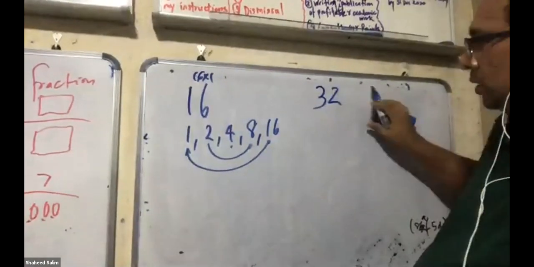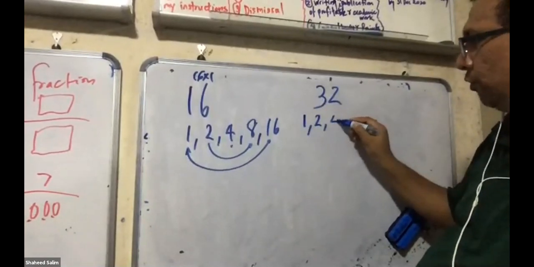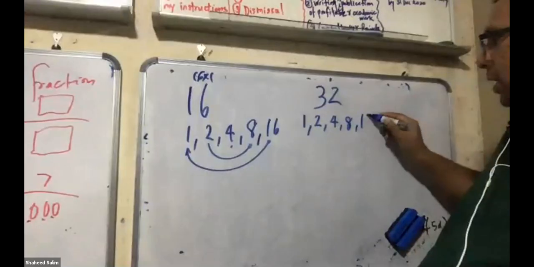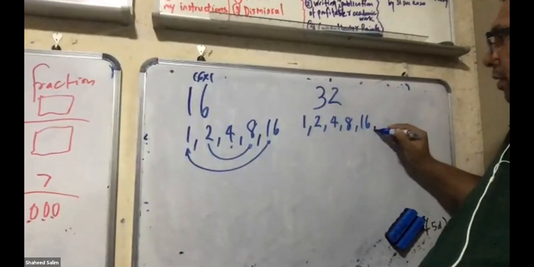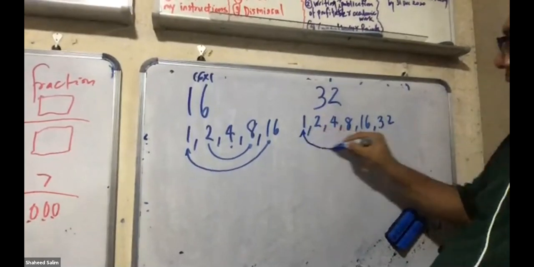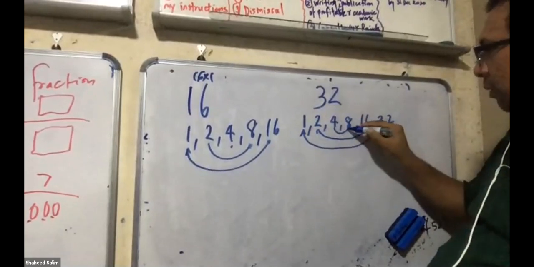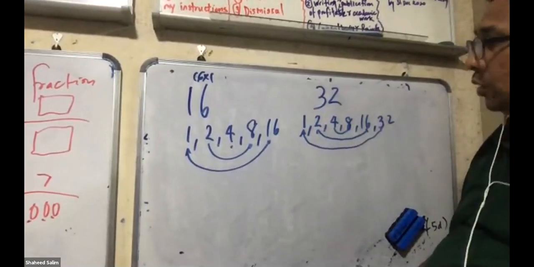32, let's say. What are the factors of 32? 1, 2, 4, 8, 16, and 32. Let's see, 1 times 32 is 32. 2 times 16 is 32. 8 times 4 is 32.